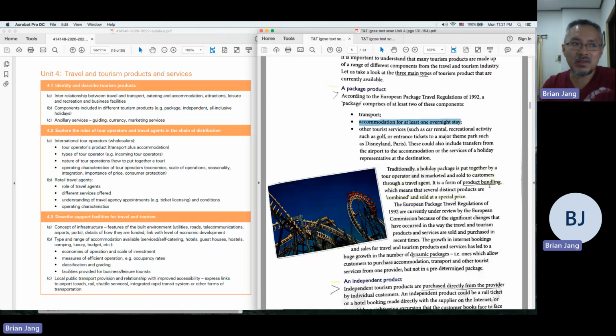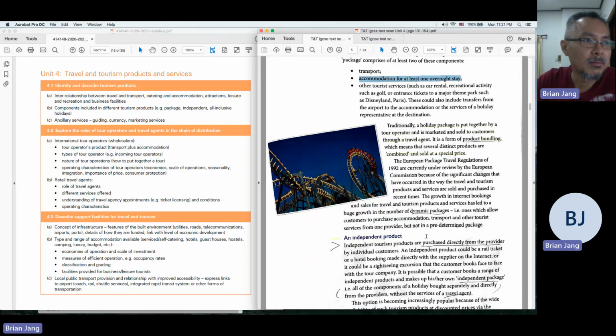So product bundling is another word for packaging. Don't be thrown off by something you don't understand. They're just trying to see if you know one vocabulary word or keyword in different ways.